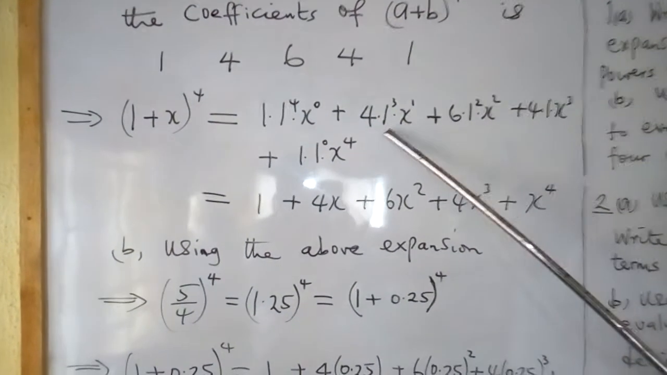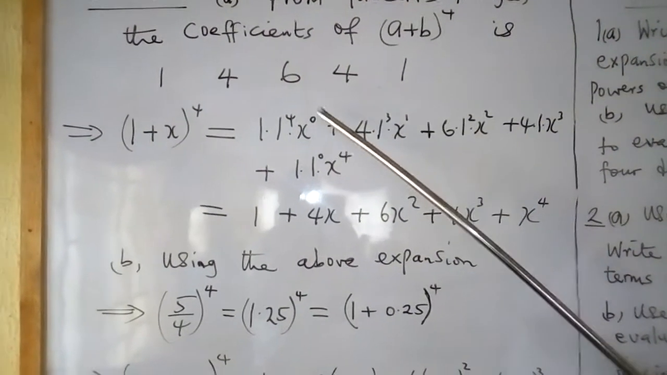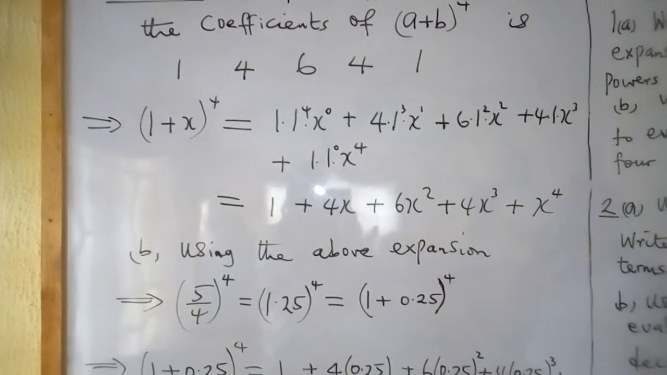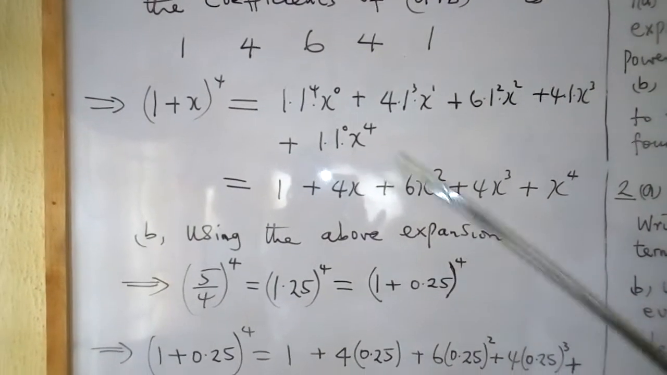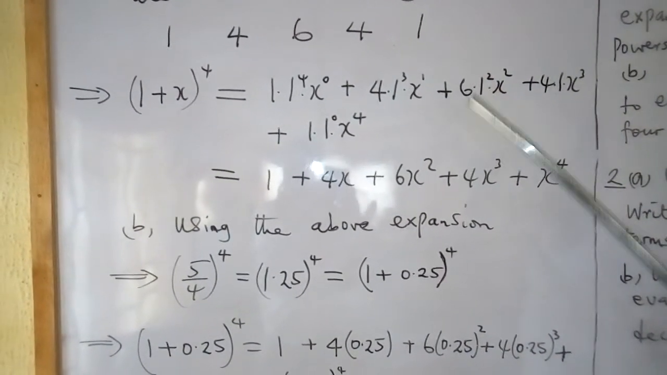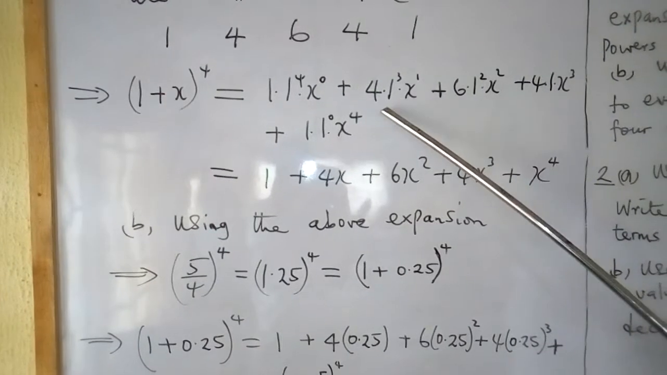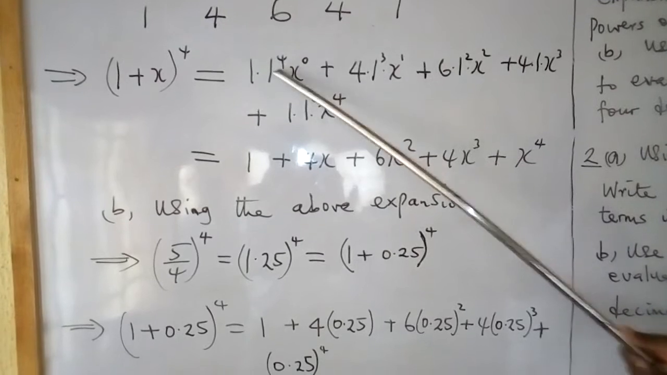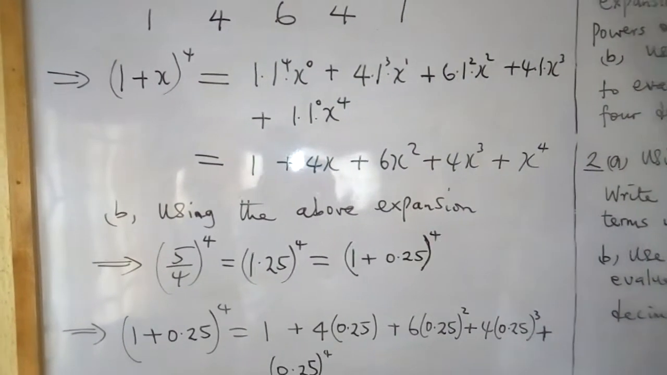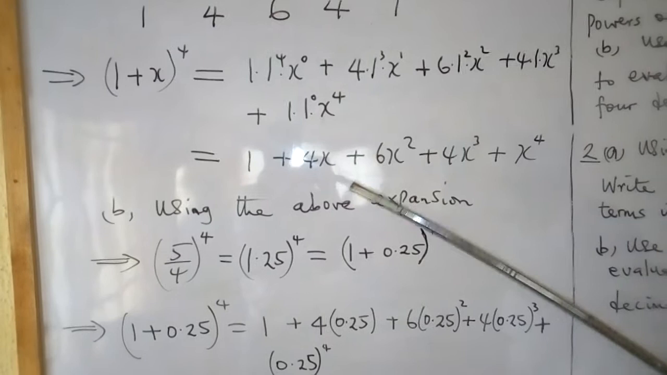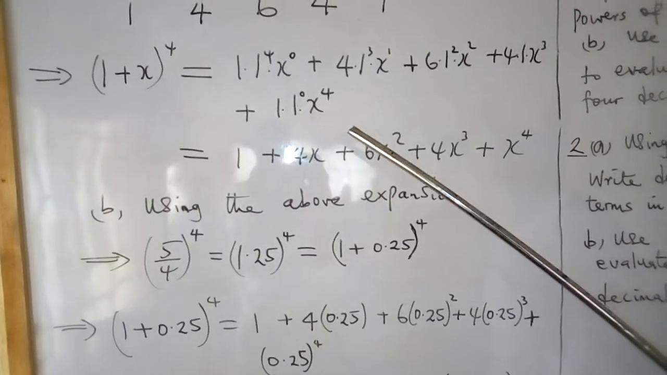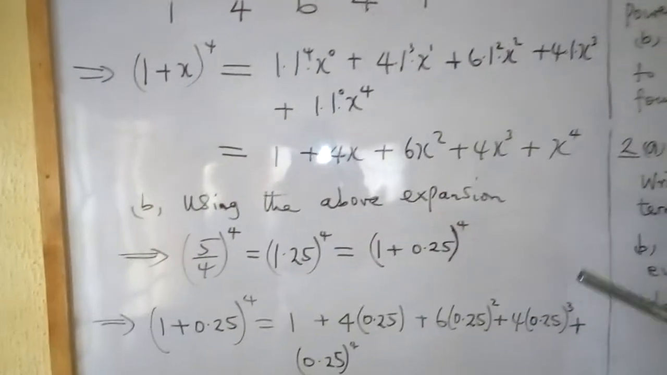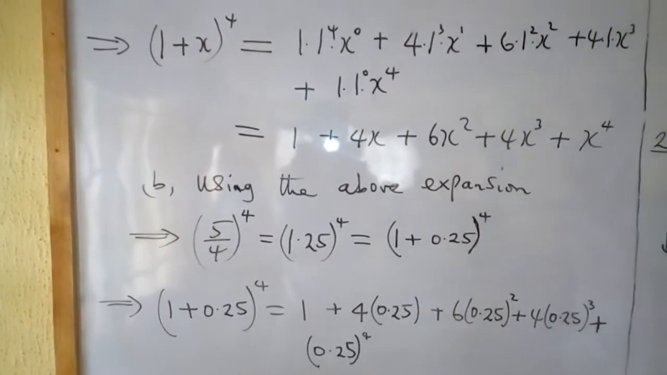The first term 1 is decreasing from 4 to 3, which is now 1 raised to power 3. Even though 1 raised to any power is 1, we need to write it down for clarity purposes. We now have 1 raised to power 3. And the second term is increasing from 0 to 1. We now have x raised to power 1. The coefficient of the third term is 6.